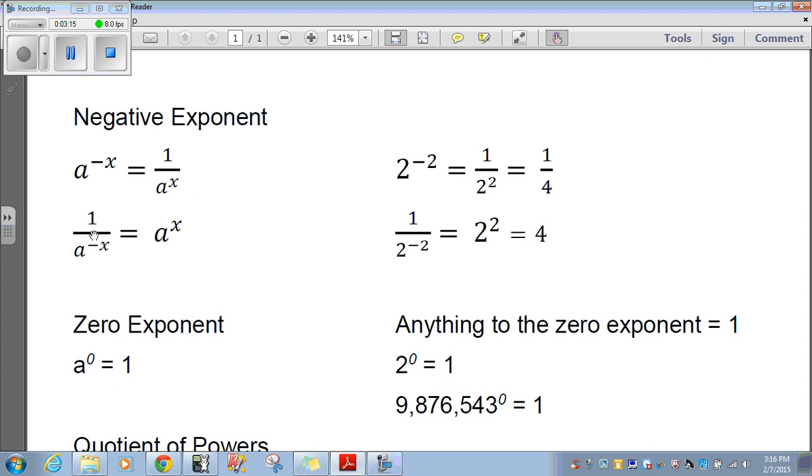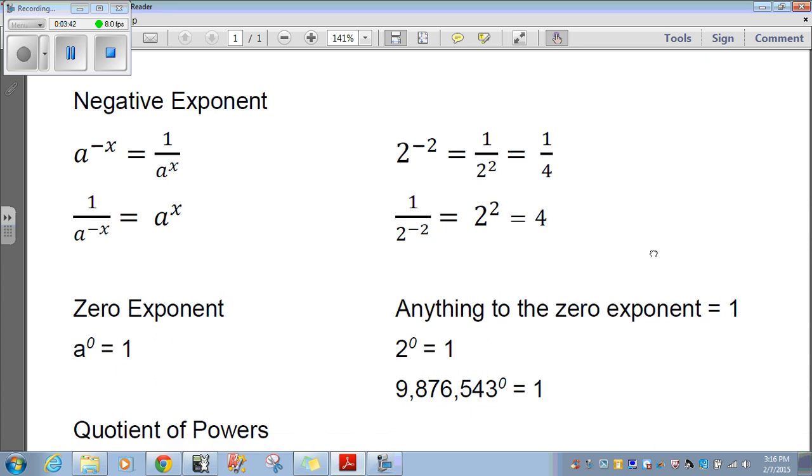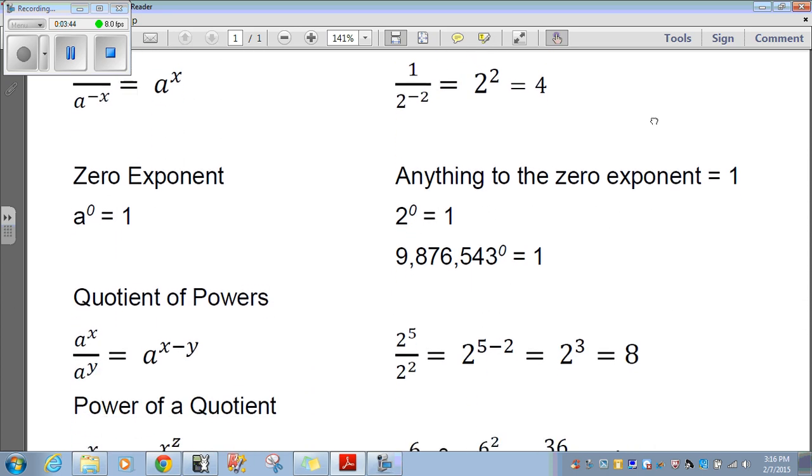Now, in the case of a negative exponent in the denominator, 1 over a to that negative exponent, we simply move the exponent to the numerator, and it becomes positive. So as an example, if we have 1 over, say, 2 to the negative 2, we just bring it up to the numerator. It's going to be 2 to the positive 2, 2 squared, which simply equals 4. Okay? Let's move on to the next property, which is zero exponents.